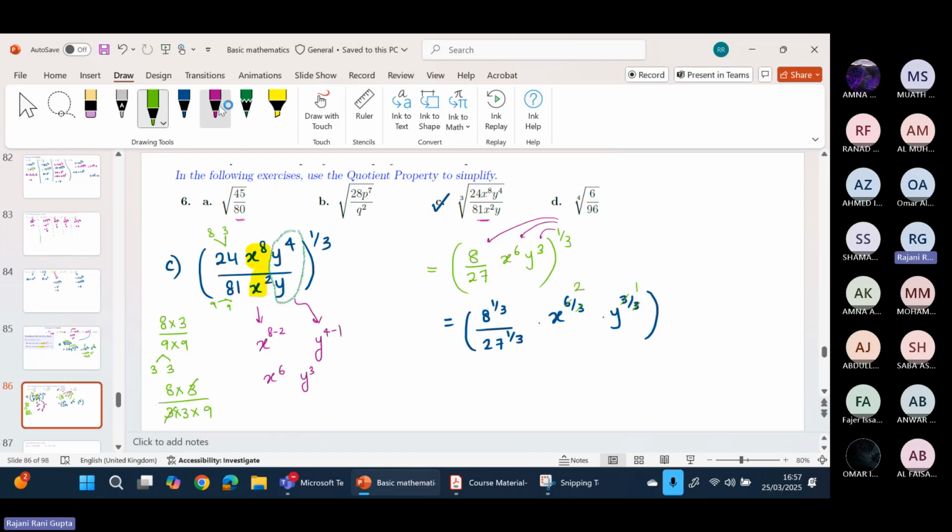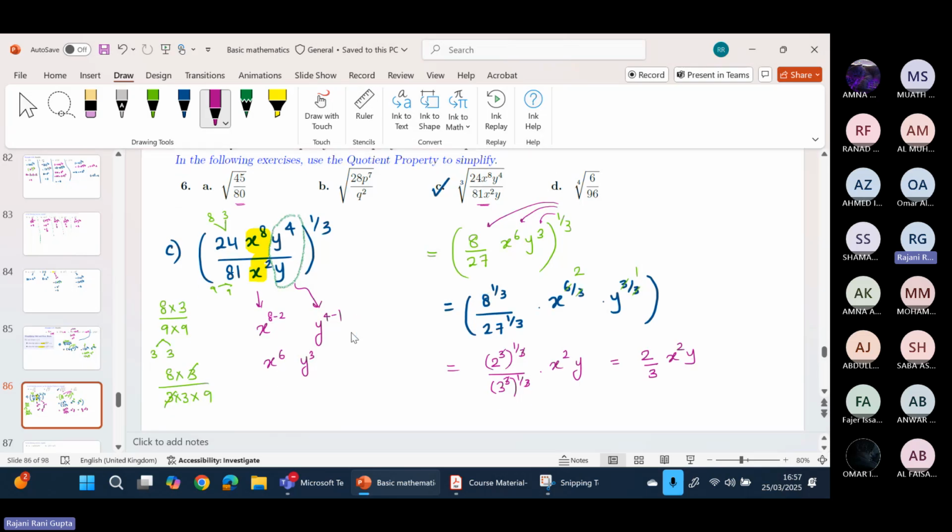Now 8, you can write as 2 power 3, 1 over 3. 27 is 3 power 3, 1 over 3. Here x square, y. So this cancels again, giving you 2 over 3 x square y. See, we are not doing anything different. It's just that we are using the rule and doing the simplification.